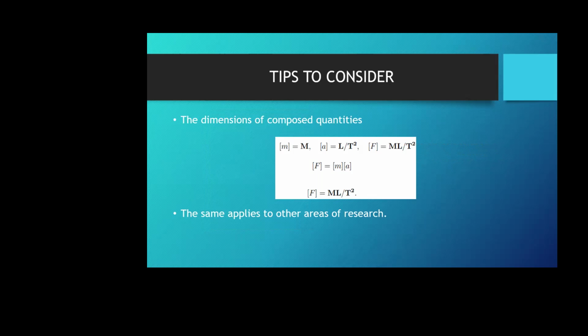Then a tip to consider is the dimensions of composed quantities. For example, I have mass. These are the units of acceleration. Acceleration, you remember? It is in meters per second squared, distance divided by time squared. So it will be length divided by time squared, because we use length, time, and mass. Those are basic units.